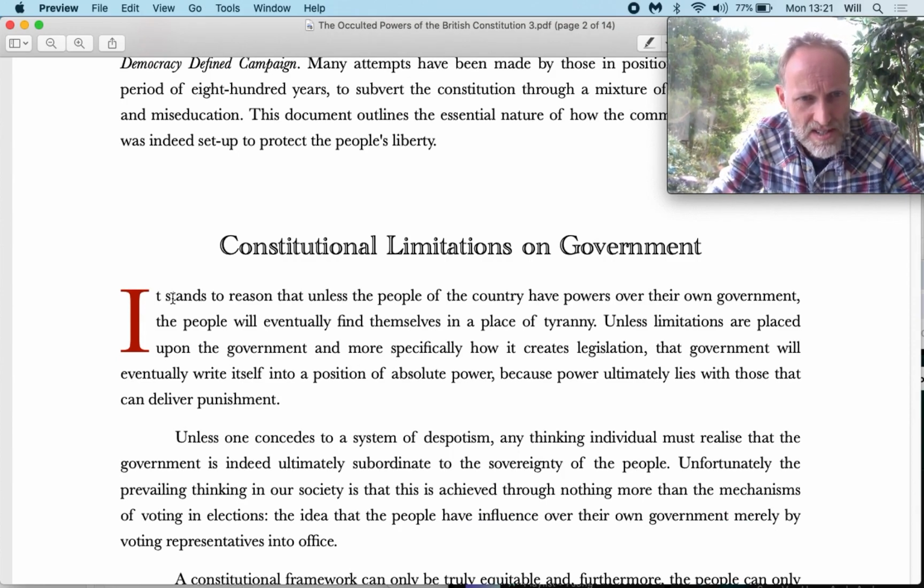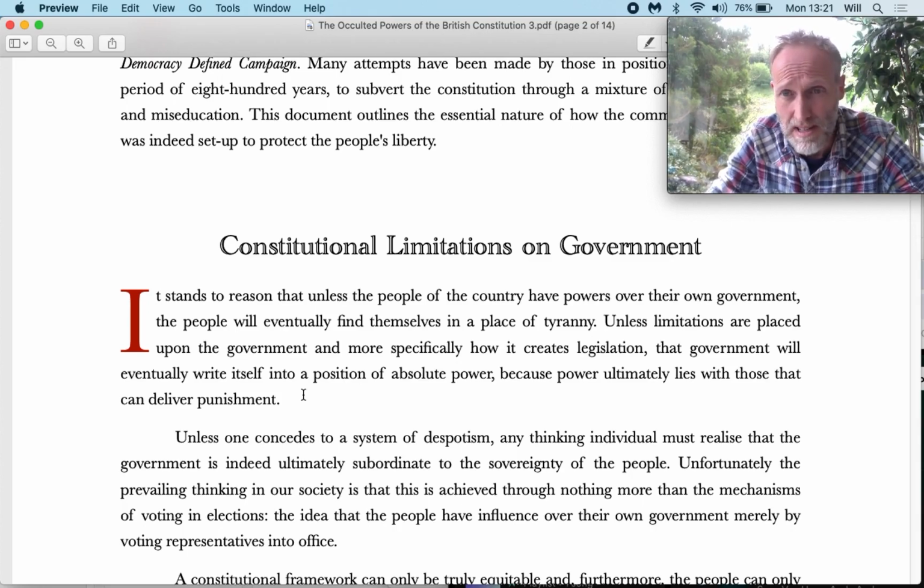So it stands to reason that unless the people of the country have powers over their own government, the people will eventually find themselves in a place of tyranny. Unless limitations are placed upon the government, and more specifically, how it creates legislation, that government will eventually write itself into a position of absolute power, because power ultimately lies with those that can deliver punishment. It's a slightly negative way of putting it, but it's absolutely true.